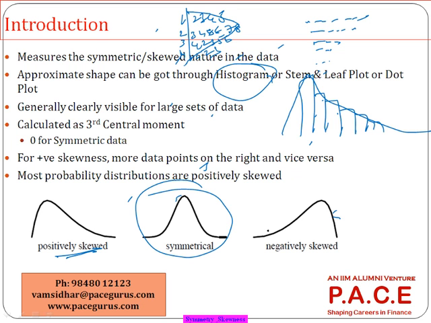So the more symmetrical you are able to see from the stem and leaf, you just tilt the graph, and you will see whether it is more symmetrical or more skewed towards the right like this, positively skewed or right skewed, or more skewed towards the left like this, negatively skewed or left skewed. Because this is on the positive side, it is getting dragged towards the positive side.